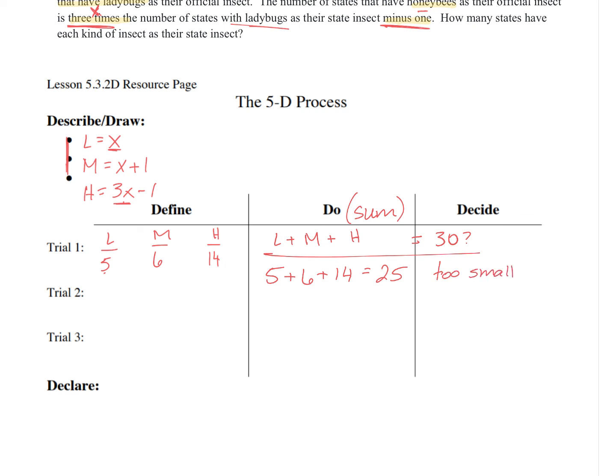Too small, but we're only 5 off, so we're actually pretty close. So I would recommend we definitely need to try a bigger number than 5, but it probably shouldn't be too much bigger because we're already really close to 30 with our first guess. We got 25.